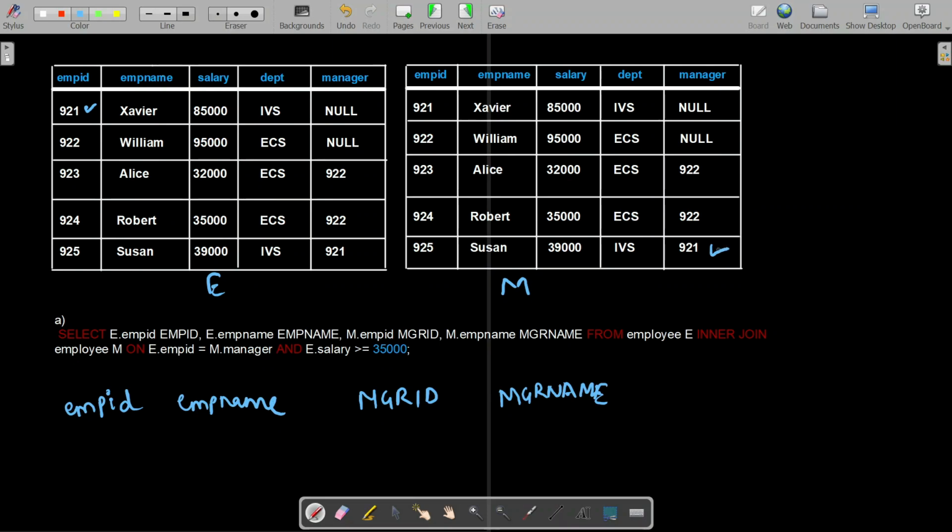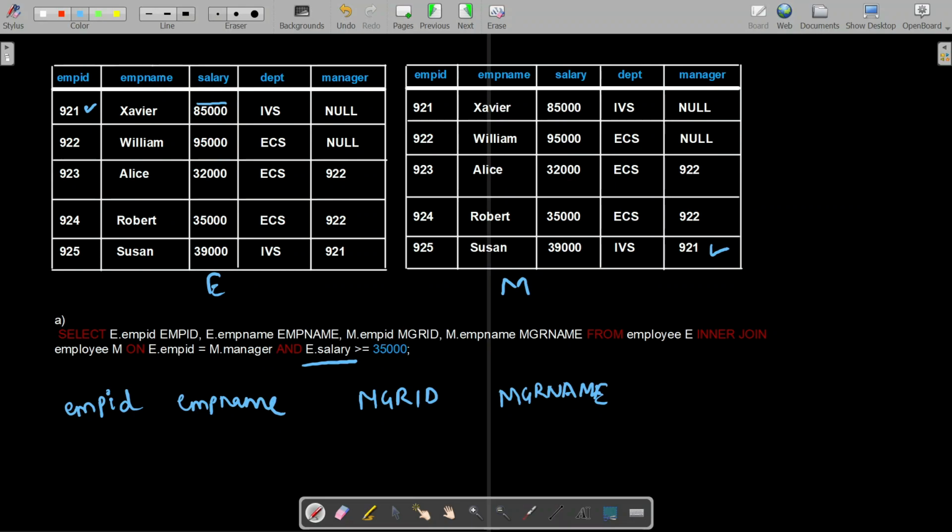Now let's check whether e.salary, we need to check salary in the E table, whether e.salary is greater than or equal to 35,000. So is the salary in this particular row greater than 35,000? Yes. So this row will be included in our answer.